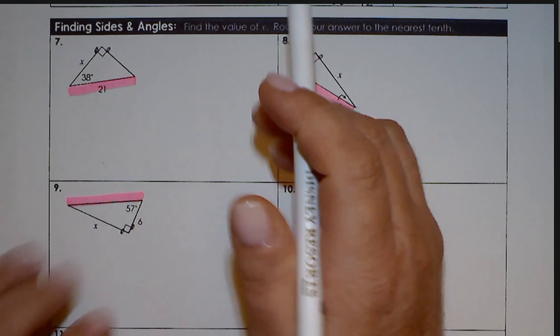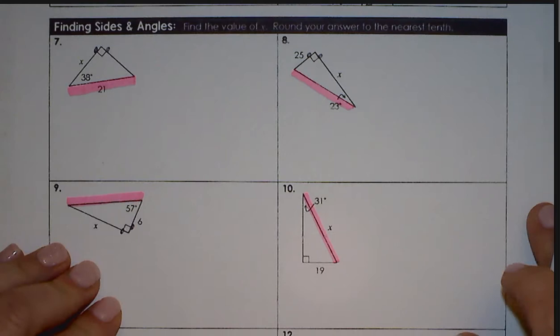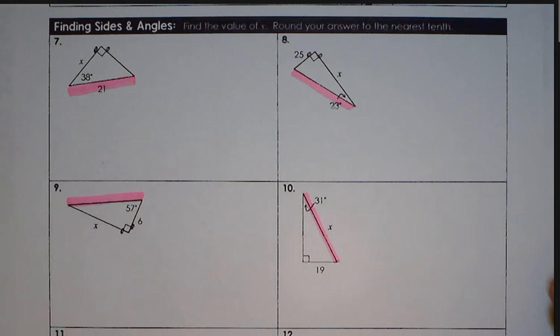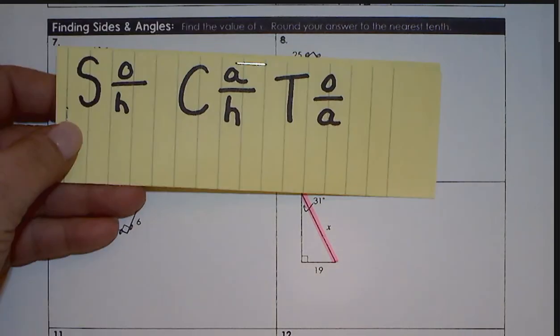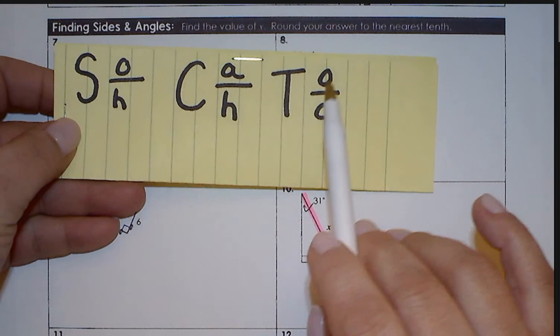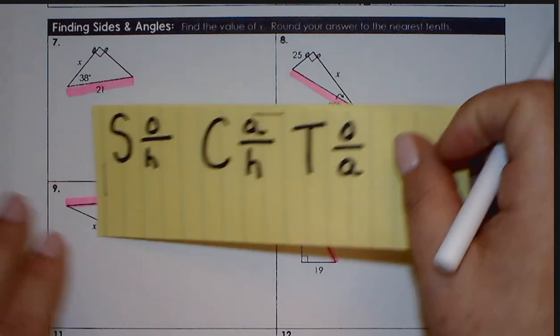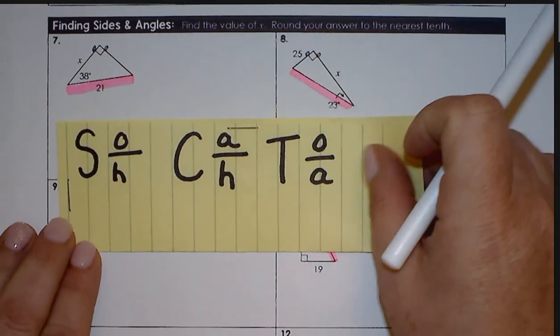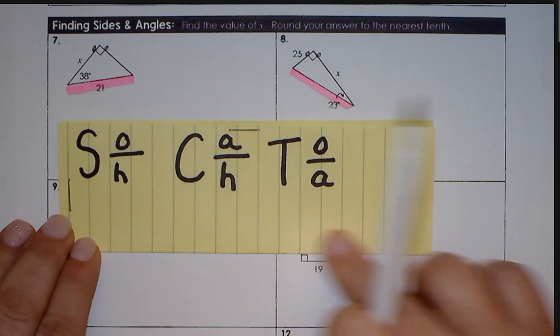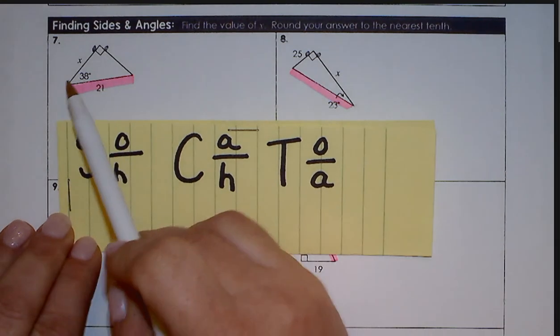So 38 is my reference angle, or my theta. When I'm trying to do this, the first thing I want to do is decide which of these I'm going to use. Am I going to use sine, cosine, or tangent? I'm going to show you how you can do this a little bit easier than maybe you've been. I'm looking at this angle here.